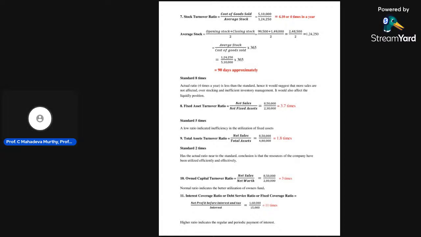The next one, fixed assets turnover ratio. The formula for fixed assets turnover ratio is equal to net sales divided by net fixed assets. Turnover is nothing but sales, net sales. Okay, fixed assets turnover ratio is equal to net sales divided by net fixed assets.